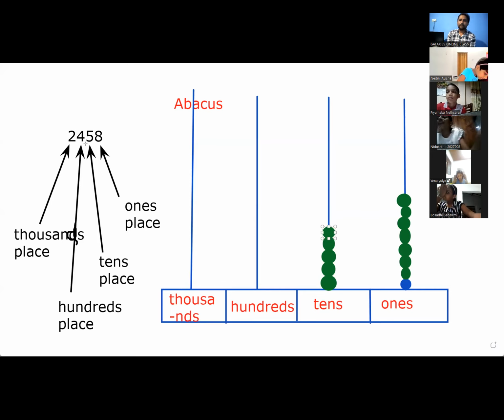Hundreds place, you have to draw how many circles? There are 4 circles, okay? 1, 2, 3, 4. Thousands rod. Thousands place, the given digit is 2. So you have to draw 2 circles, right? You have to draw two circles like this on this rod.